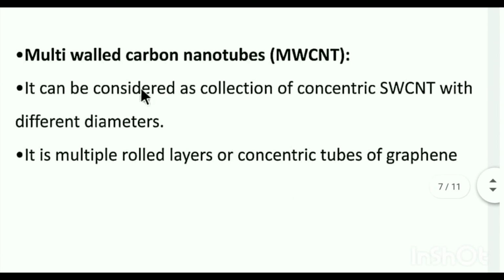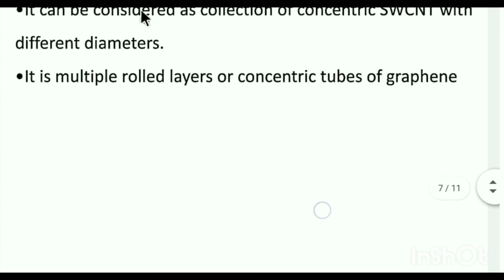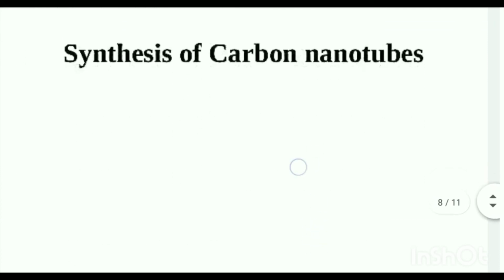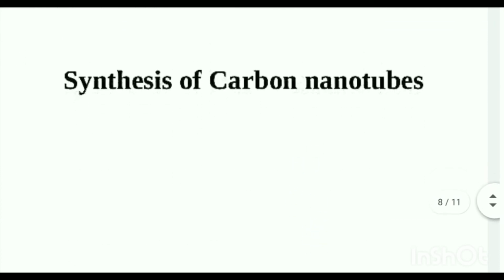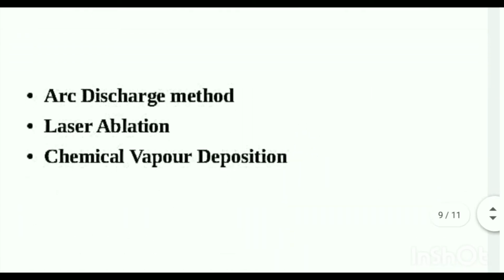Then multi-walled carbon nanotubes. It can be considered as a collection of concentric SWCNTs with different diameters. It is multiple rolled layers or concentric tubes of graphene. Then synthesis of carbon nanotubes can be done in three ways. They are arc discharge method, laser ablation, and chemical vapor deposition.